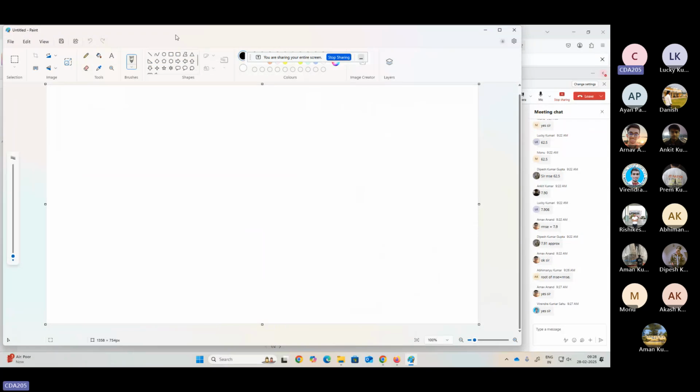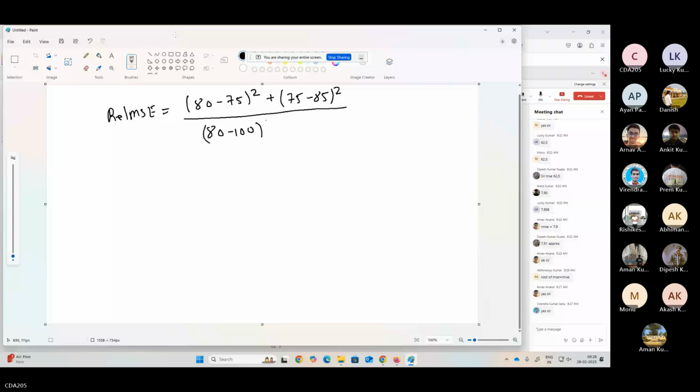So we have the relative mean square error, that is 80 minus 75 का whole square plus 75 minus 85 का whole square by 80 minus 100 का whole square plus 75 minus 100 का whole square. तो ये कितना आएगा? What will it come? Can anyone tell? It will come 125 by 1025.